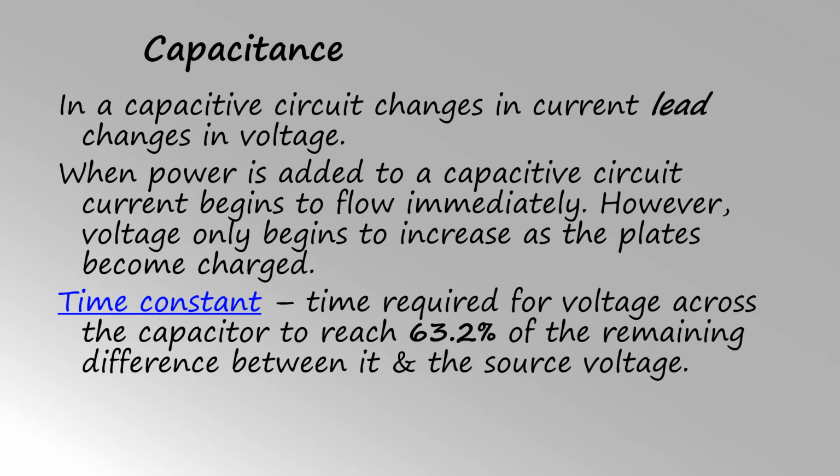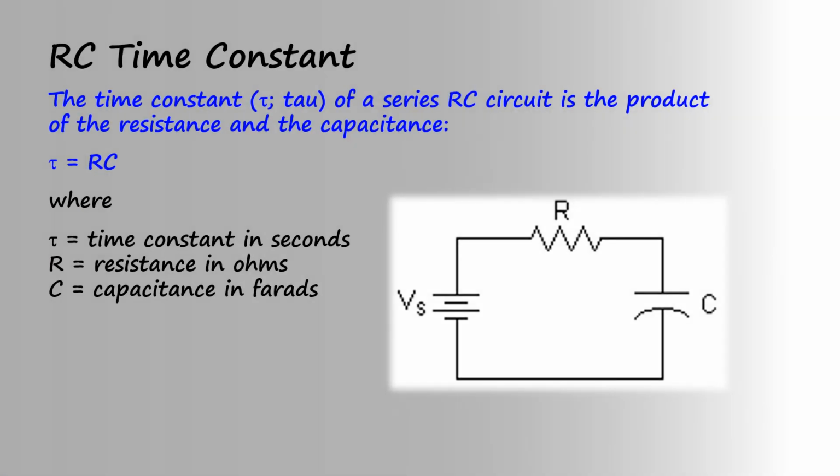The time constant is the time required for the voltage across the capacitor to reach 63.2% of the remaining difference between it and the source voltage. The time constant, tau, of a series RC circuit is the product of the resistance and the capacitance, where tau equals the time constant in seconds, R is the resistance in ohms, and C is the capacitance in farads.